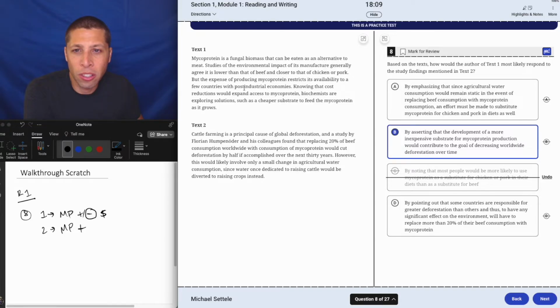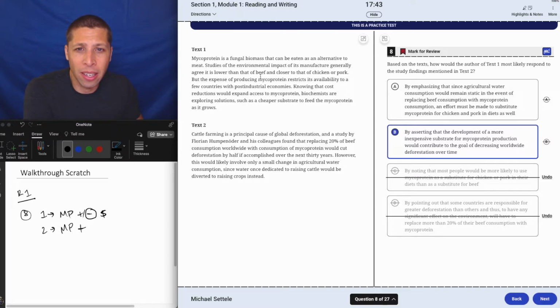It restricts its availability. So this is about a couple countries being able to do that. I don't think it's about, well, they're not really about deforestation at all. So I guess it's B. Yeah, maybe I come back, but I could look at A again, like emphasizing that since agricultural water consumption would remain static in the event of replacing beef consumption with mycoprotein consumption.